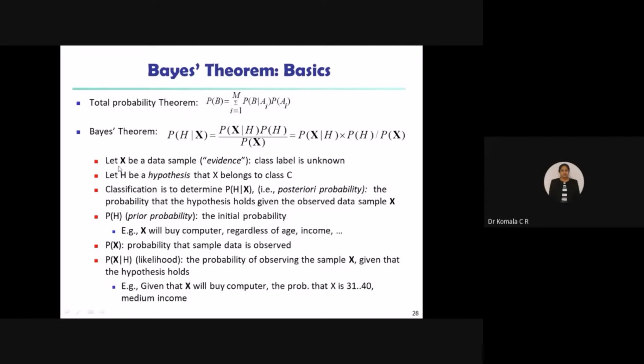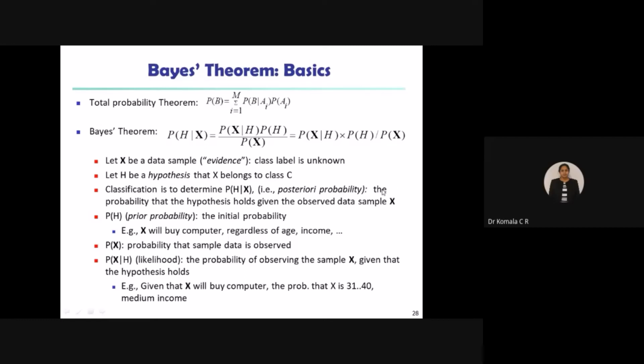Coming to the next step, you understood what X is. X is a data sample where the class label is unknown. H is the hypothesis that X belongs to class C. Whatever observation we do on X, we write a term called hypothesis, done with respect to the class C. You will understand that with an example. Classification is to determine P of H given X. What is this P of H given X called? It is called the posteriori probability. Two types of probability you can derive: one is prior probability and one is posterior probability.